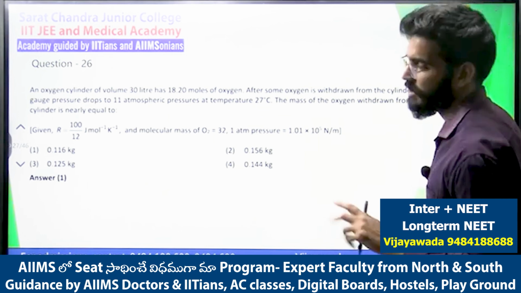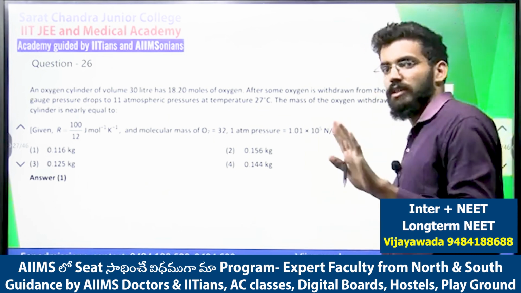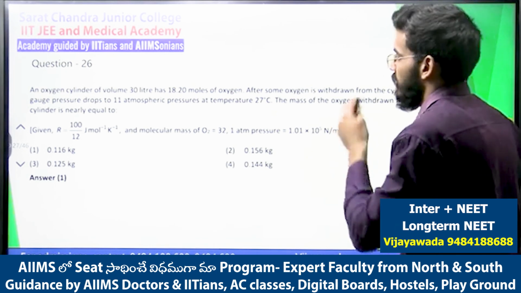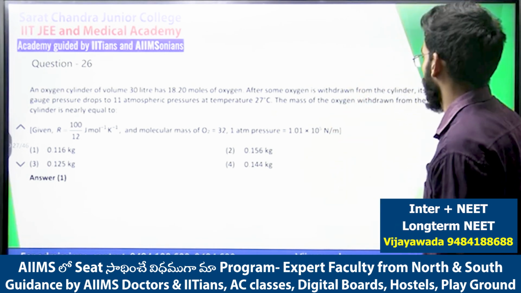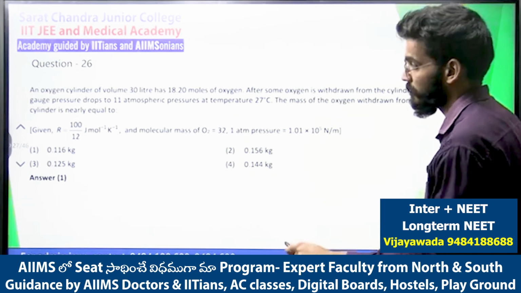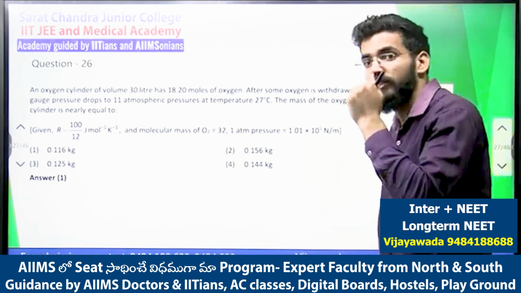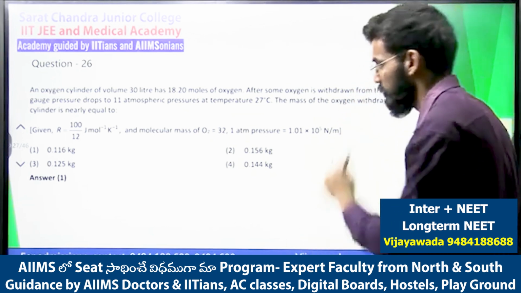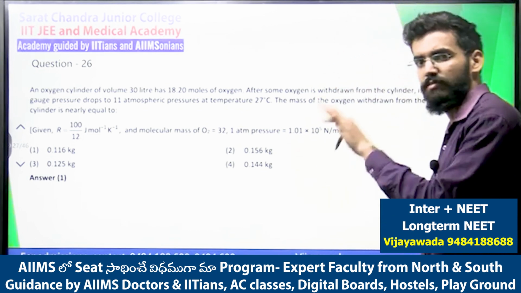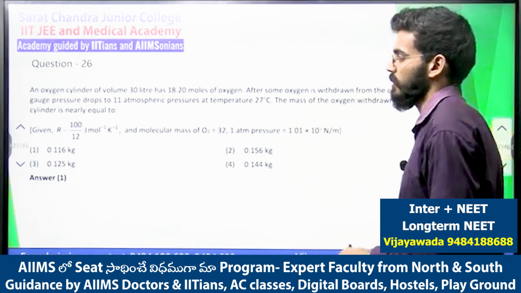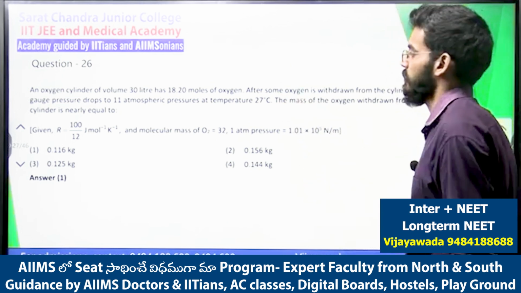Volume is 30 liter, the cylinder is there, so volume is 30 liter constant. Initially the moles were 18.2. After some oxygen is withdrawn, the gauge pressure is 11. So what is the actual pressure? Gauge pressure plus atmospheric pressure is the pressure that exists at that particular moment. That is 12 atmospheric pressure.